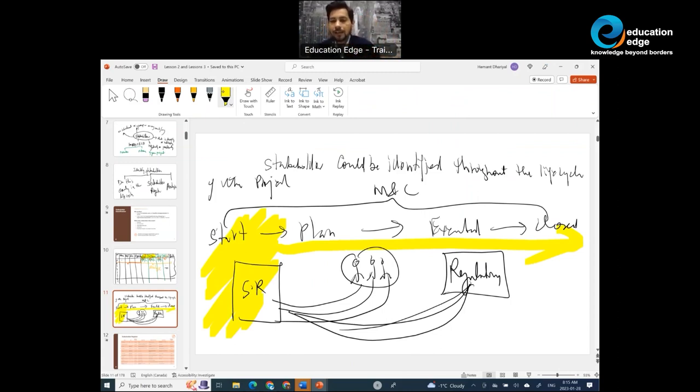Why do we analyze the stakeholders? Because we want to understand their priority. When we understand the priority of stakeholders, it is at this time we are ready to engage them in the right manner, the appropriate manner, creating that right engagement level.